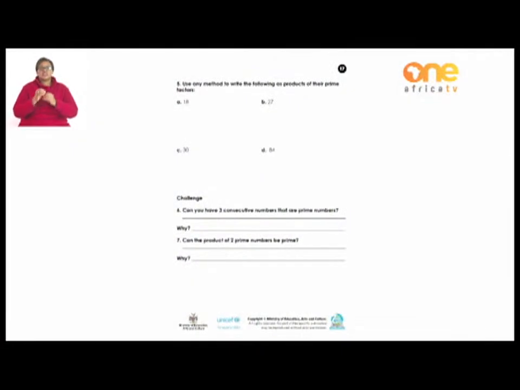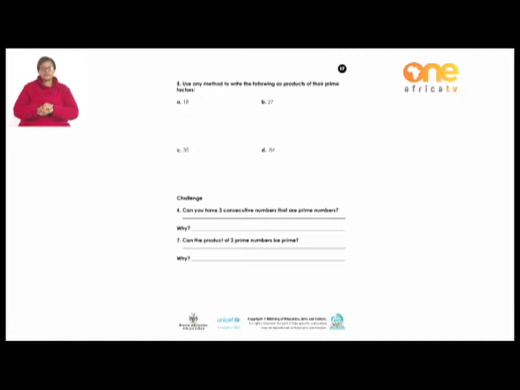Number 5, use any method to write the following as a product of their prime factors. You can use the ladder method or factor tree method, but remember to give the answer. So you write the number as a product of its prime factors. A, you have to look for 18, 27, 30, and D, 84.